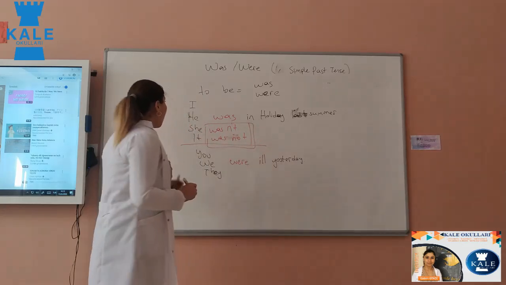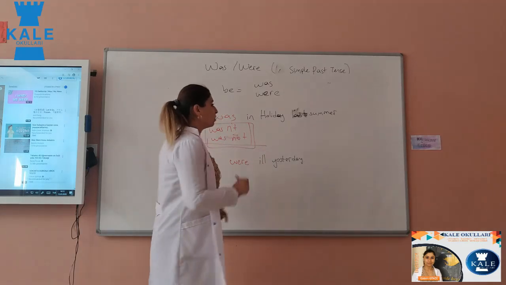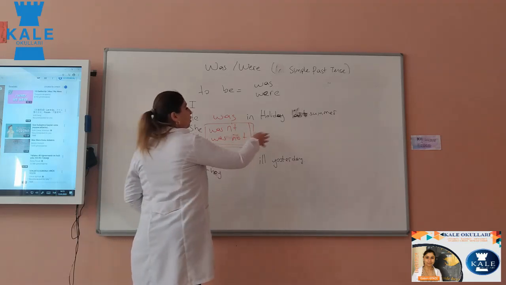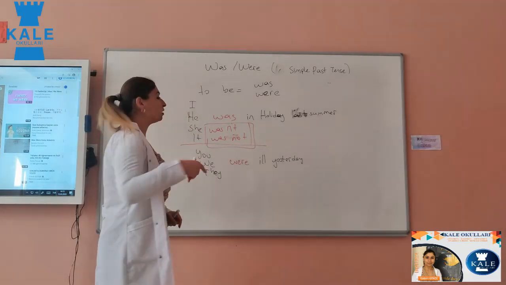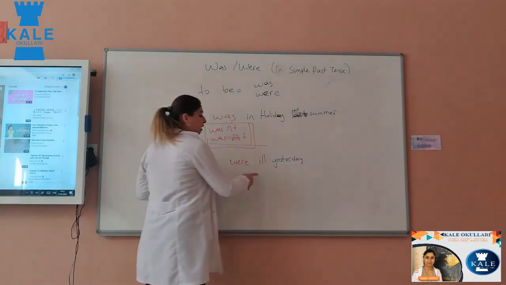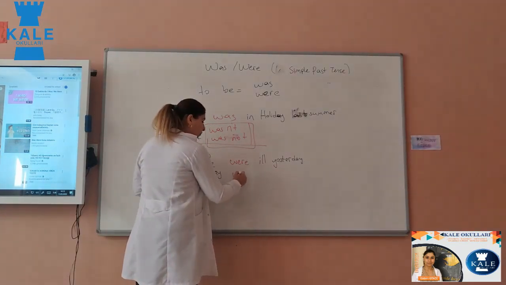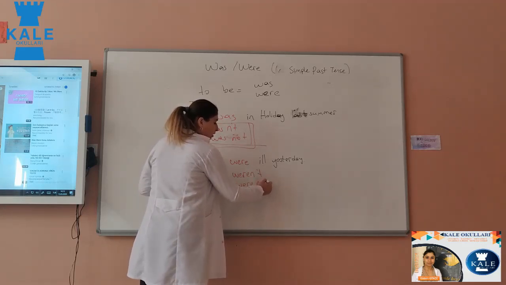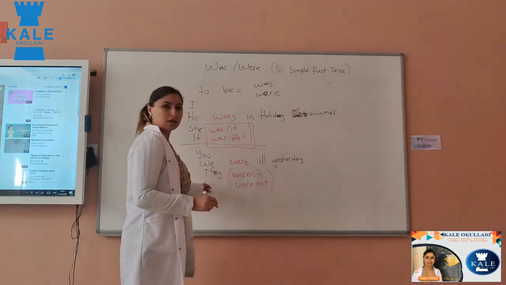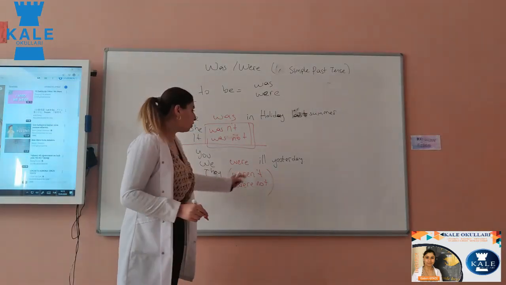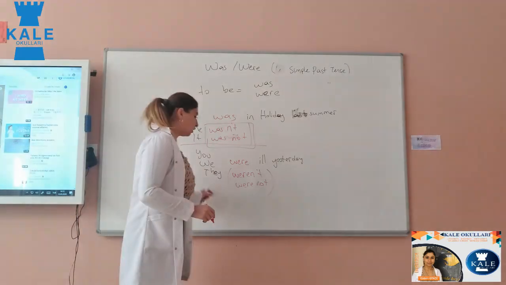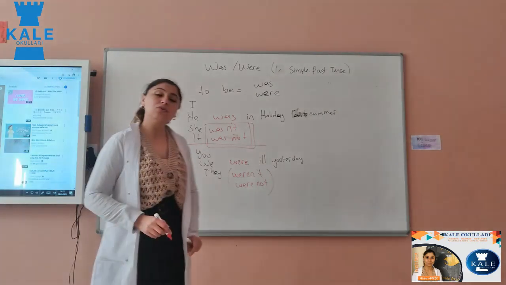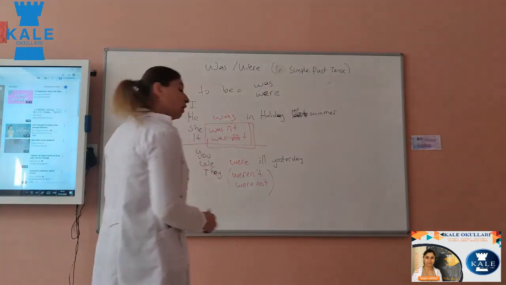I wasn't on holiday last summer. Ben geçen yaz tatilde değildim. She was not on holiday last summer. O geçen yaz tatilde değildi. You weren't or were not, we have two choices, two options. They are true. You weren't ill yesterday. Sen dün hasta değildin. They were not ill yesterday. Onlar dün hasta değildi.